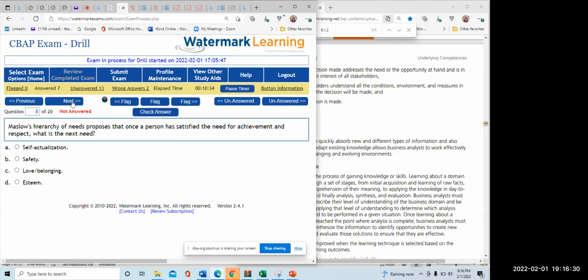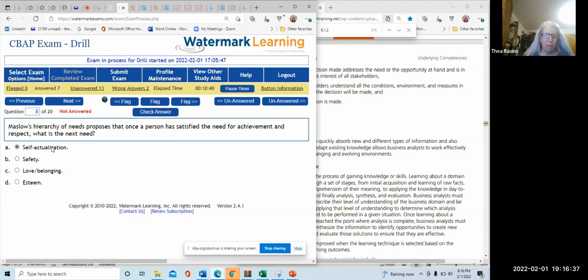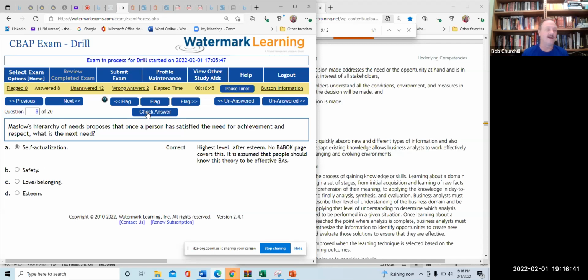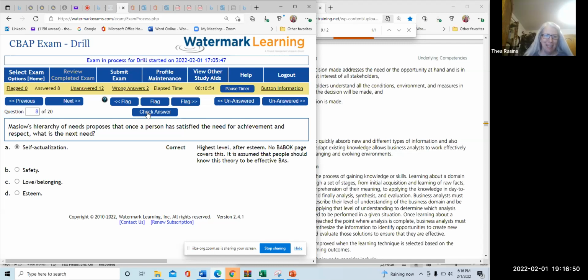Self-actualization. I don't know how that's related to this chapter, but that's what I think. It's part of understanding the underlying competencies. Let's check it out. Actually, I learned that in Junior Achievement in the late 70s. Yes, they were big on Maslow.